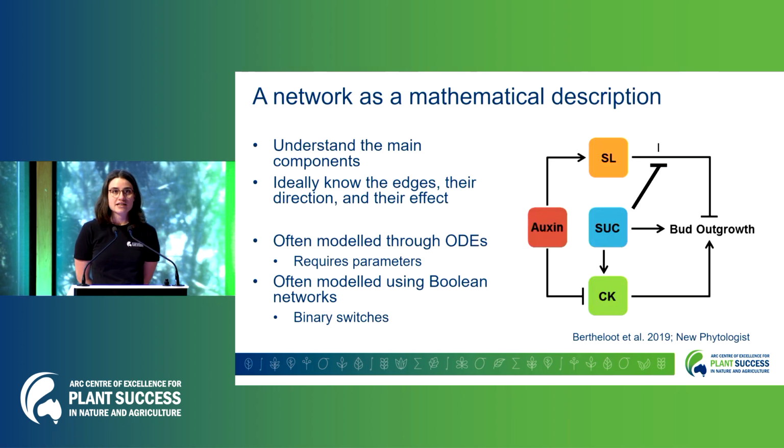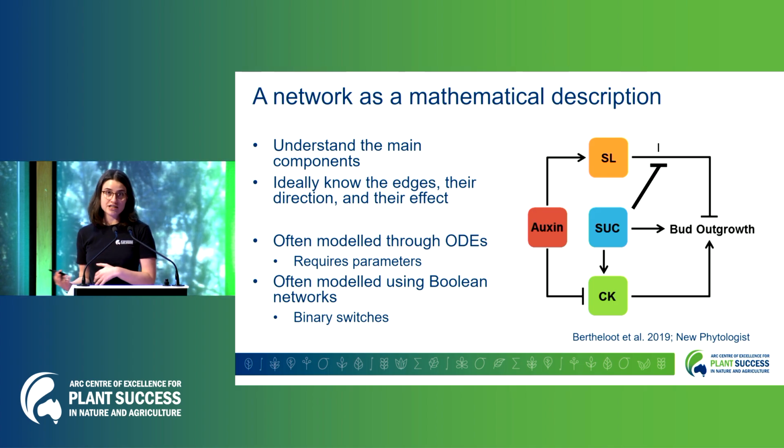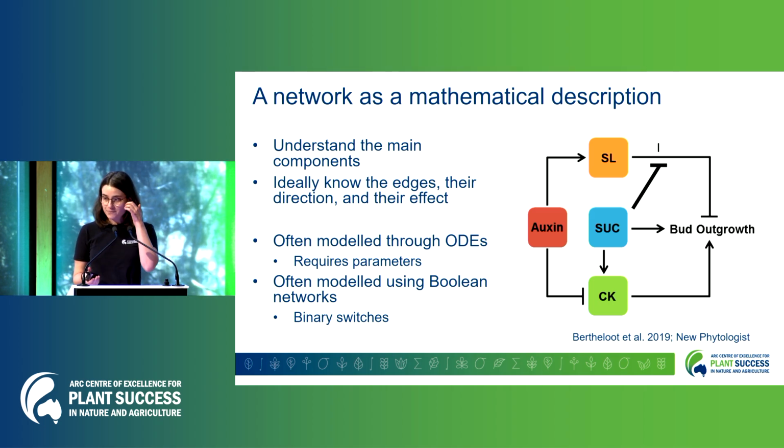So there are a number of things to consider when we're looking at these networks. First of all, we are trying to describe this network in a mathematical way. We need to understand what the main components of the system are. Those components will become the nodes in our network. Then we need to understand what the connections between these nodes are, ideally what the direction of the interaction is, what type of interaction that is, as well as its effect.